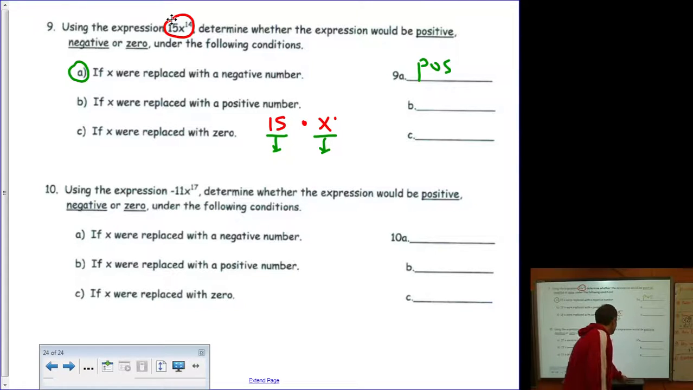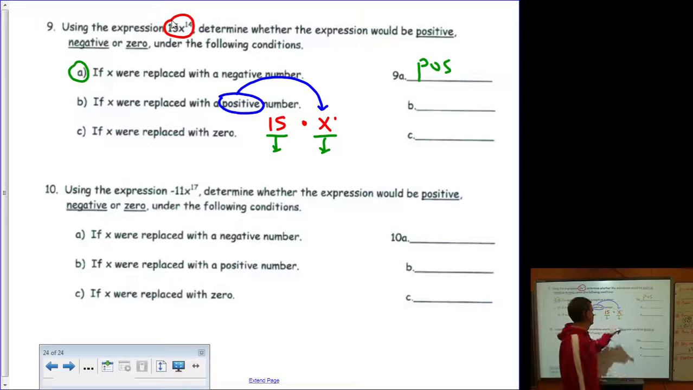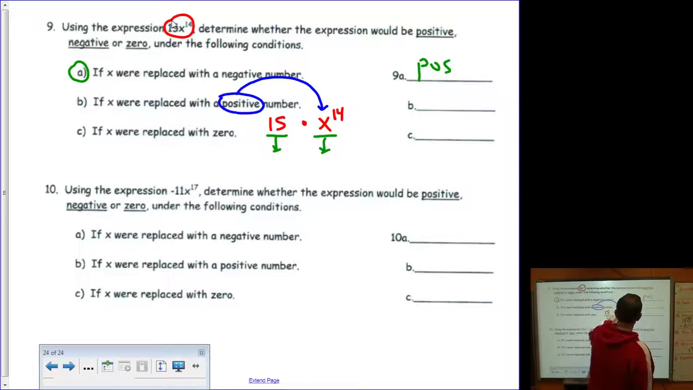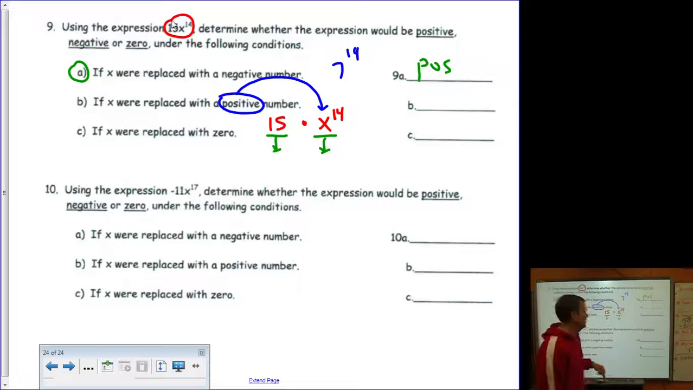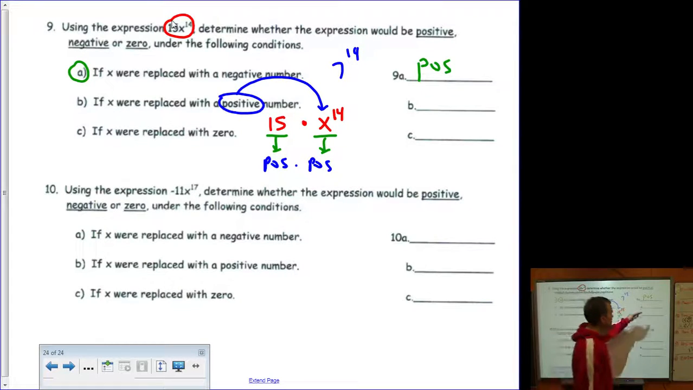How about if I put a positive number in for x? Like say if I put the number 7 in there to the 14th power. Well, all right, let's start with the 15. The 15 is still a positive number. If you put a positive number in for x, positive numbers are always positive. So you'd have a positive times a positive, and it would still be a positive result, right?